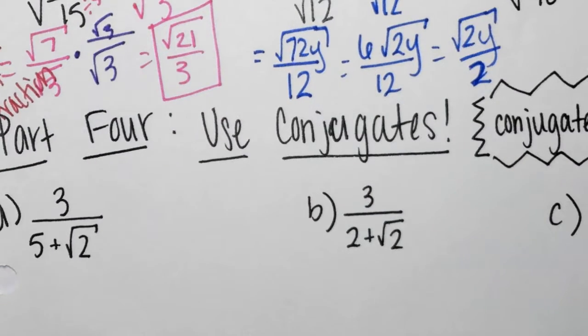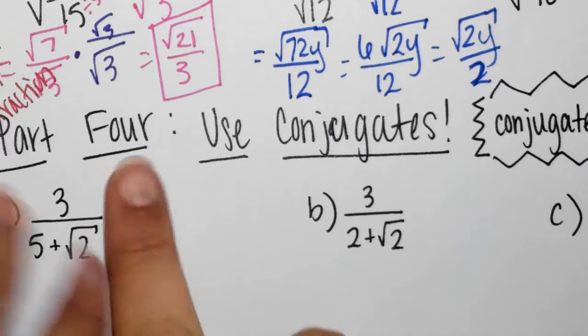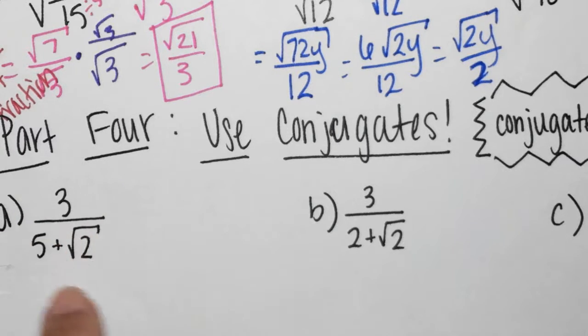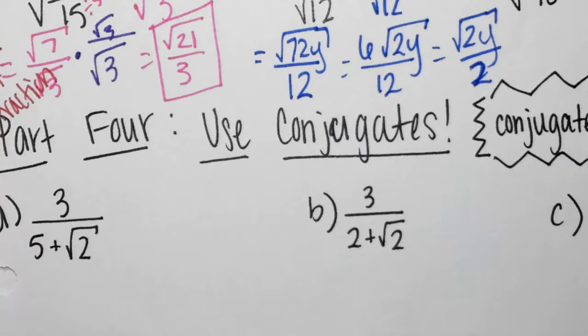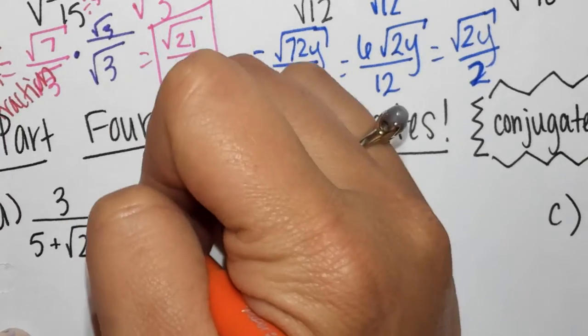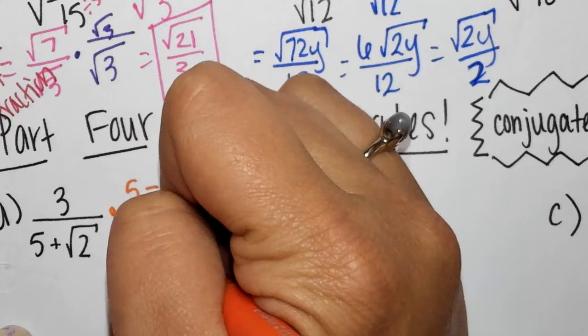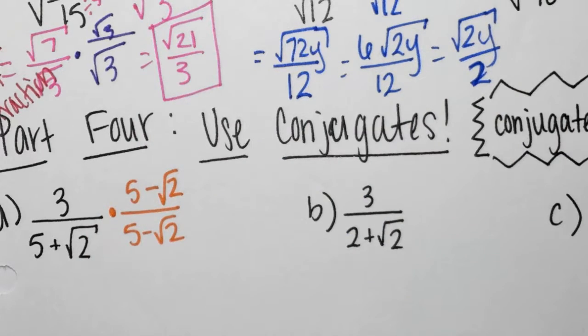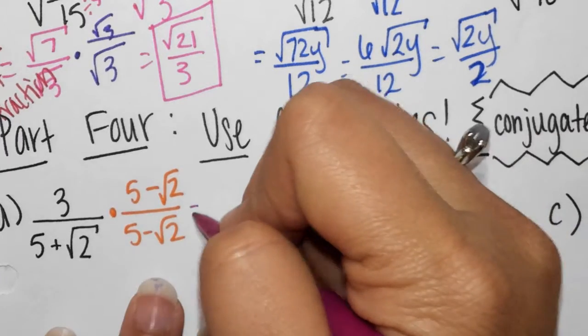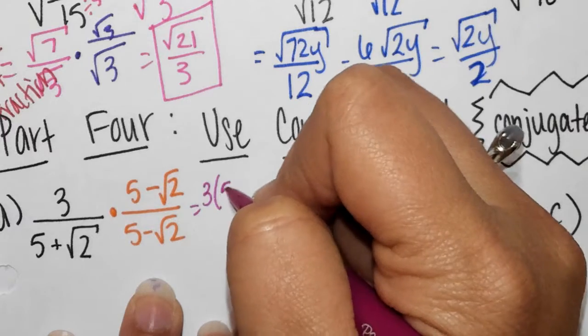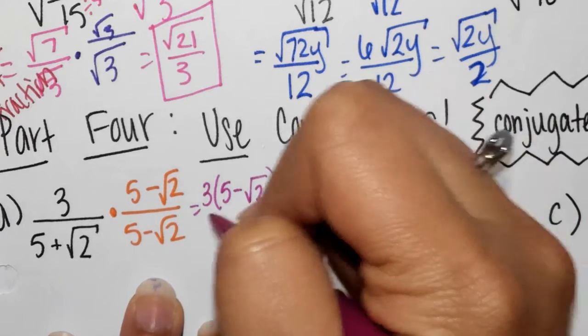It's really not difficult. Is everybody ready? So to get rid of this, what is the opposite of plus? So you have to multiply the top and the bottom by 5 minus the square root of 2 divided by 5 minus the square root of 2. And it looks crazy complicated from here, right? It's not. You're going to multiply 3 times 5 minus the square root of 2.